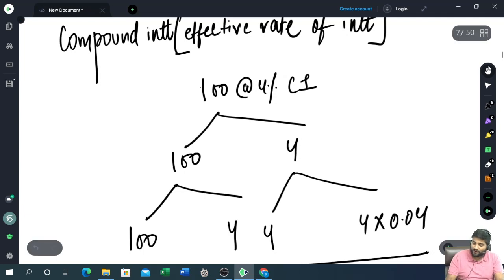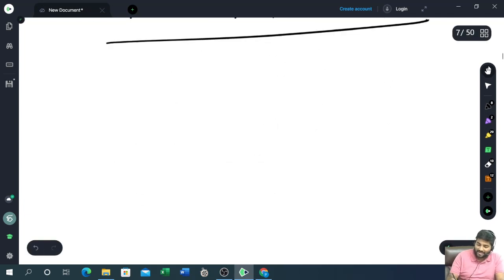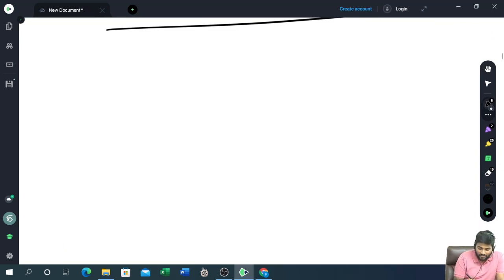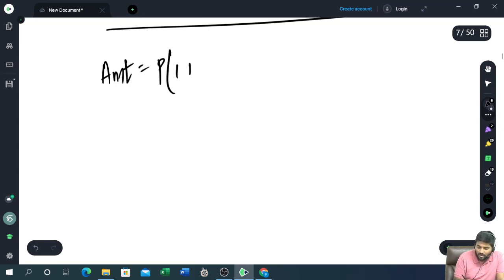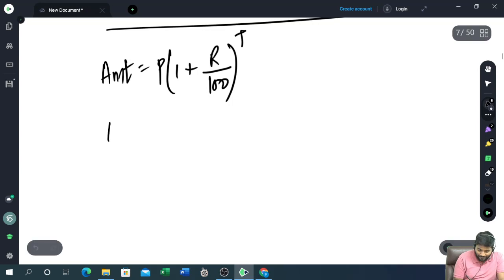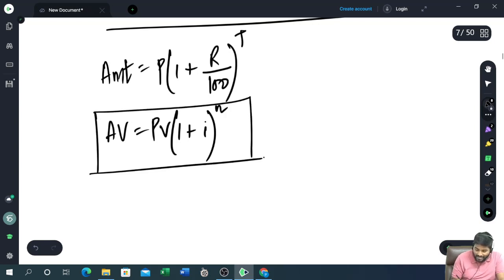Okay. So, what formula have you studied, Kangan? Can you please tell us? What formula have you studied for compound interest? The formula says amount is equal to principal 1 plus R by 100 whole to the power T. Yes or no? If we use our notations, then what will it become? AV is equal to PV 1 plus I whole to the power N. Yes or no?